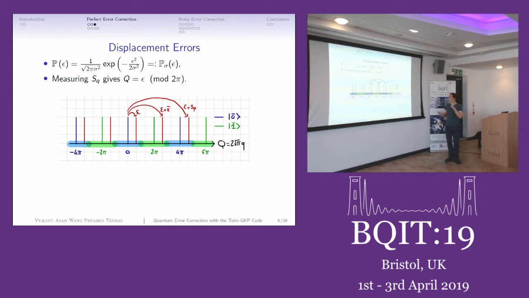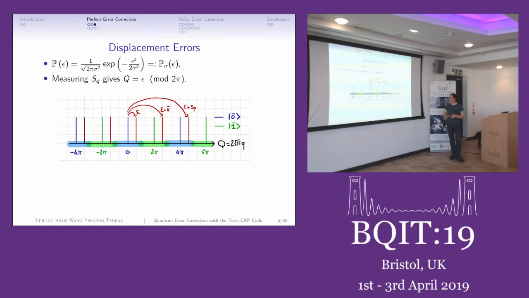So what you can do is measure the stabilizer of the states, which is this shift. When you measure, you're actually learning the value of this displacement, but you learn only the value mod the spacing. So you cannot distinguish between epsilon, or epsilon plus 2 pi, or epsilon plus 4 pi. You just learn epsilon mod 2 pi.